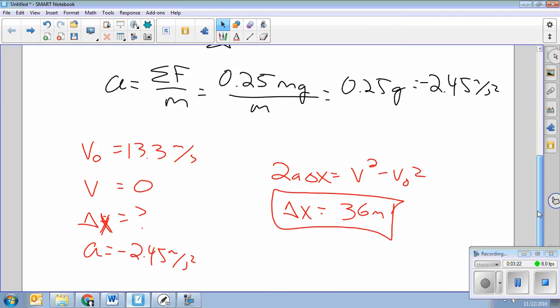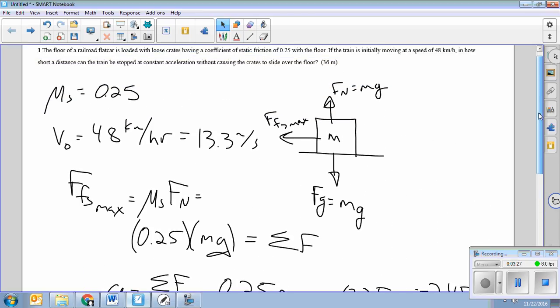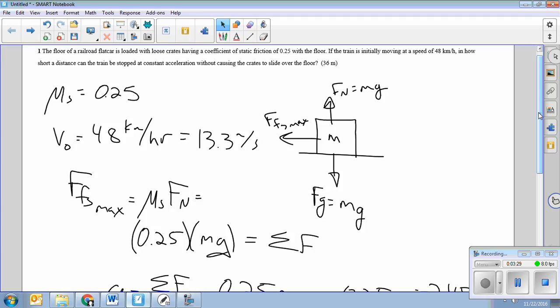I feel like I haven't said enough here. I guess the important thing to understand here is that our goal is to prevent the crate from sliding. And so static friction is what's going to allow that to happen. If the train stops too quickly, there won't be enough static friction to slow the crate's forward velocity. Okay.